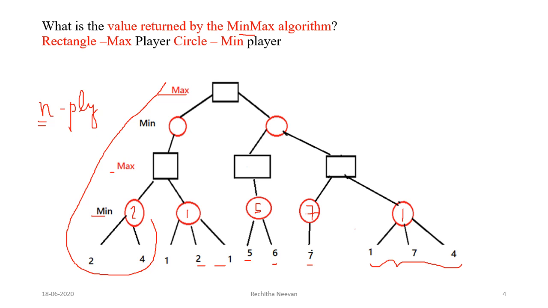Now this is a max node and it has two values, 2 and 1. The max node selects 2. Here there is only one value and it selects 5. Here we have two children, one is 7 and one is 1. The utility of going through this path is 7 and going through this path is 1. This max node selects the maximum value, that is, we got 7 here.